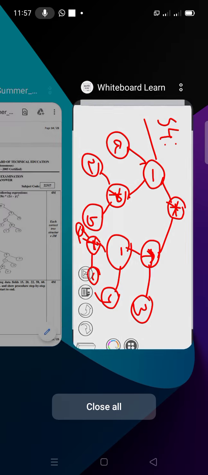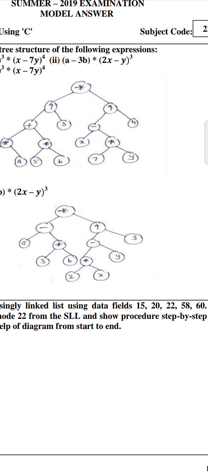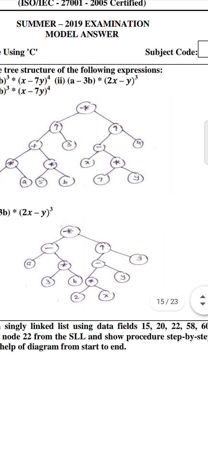Okay, when we go to step number 4, the same thing is highlighted in the paper solution also. So you can observe this particular expression tree. Multiplication is the root operator. On the left hand side we are having the a minus 2b part. On the right hand side we are having the 2x minus y raised to 3 part.